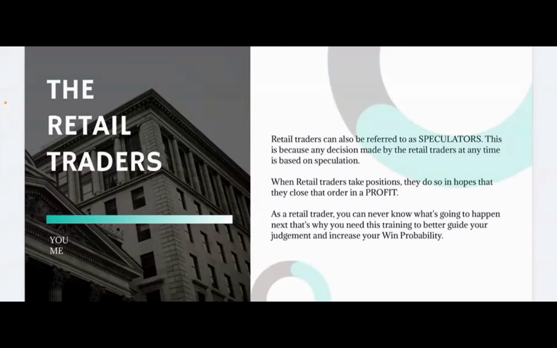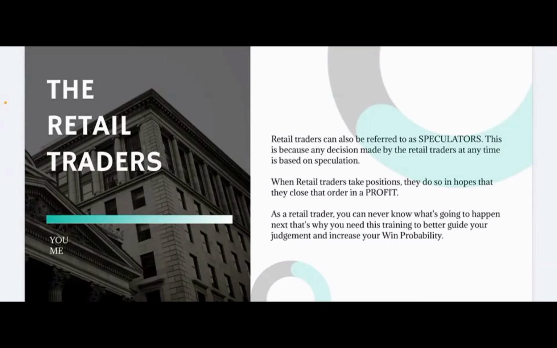So any trade you place is based on speculation, in the hope that you make some profit from it, but you can never be assured of a profit. So as a retail trader, you can never know what's going to happen. That's why you need this training to better guide your judgment and increase your win probability. Knowing that it's not possible for us to know what's going to happen in the market before it happens, the best we can do is try to increase the probability of winning every trade.